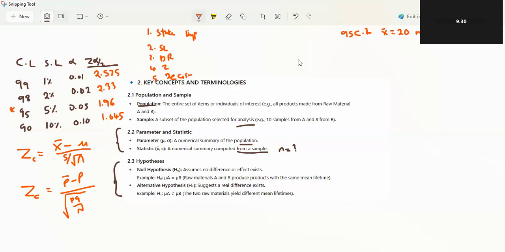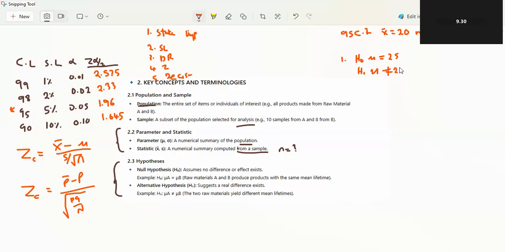Number one, state the hypothesis. So our hypothesis is simply based on what? The population mean. So you say H0 and H1. Our H0 assumes that the mean is equal to 25. And our H1 assumes that the mean is not equal to 25. So the population mean is what we're testing.